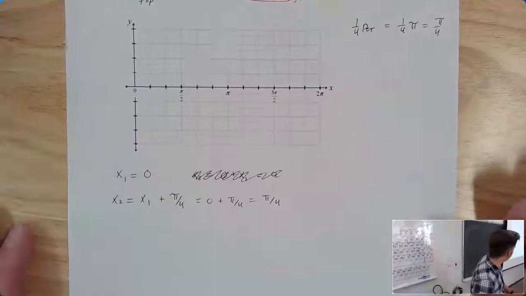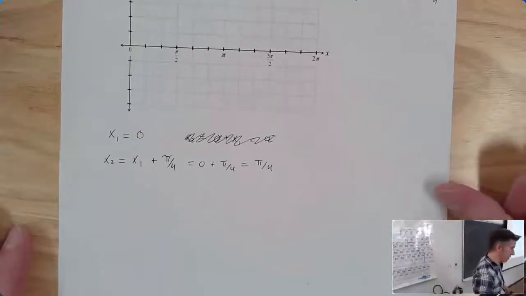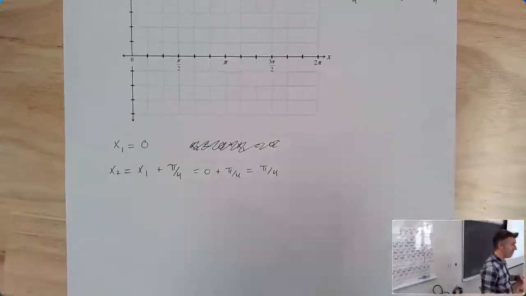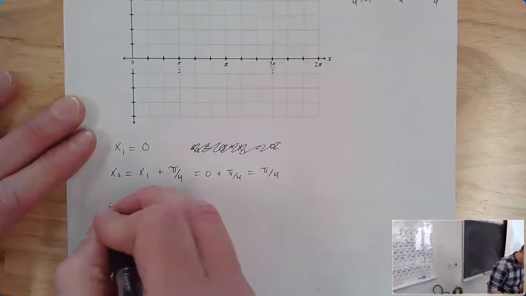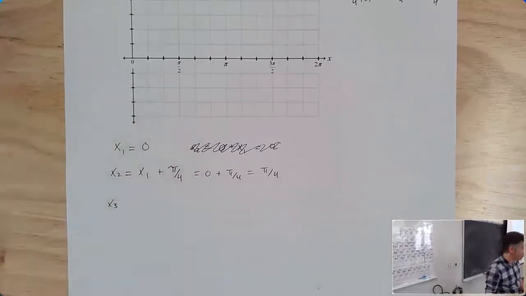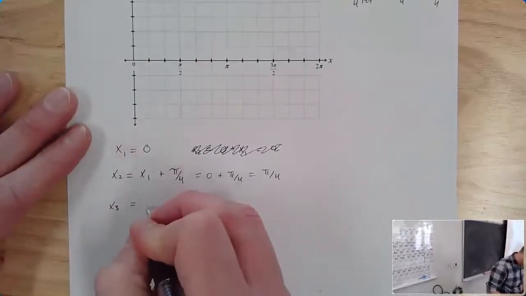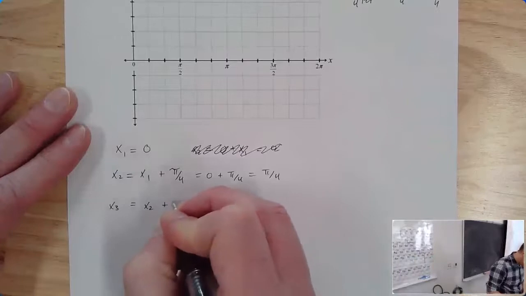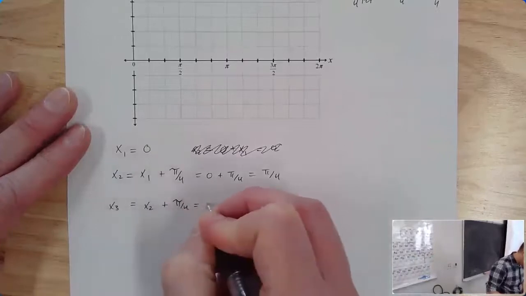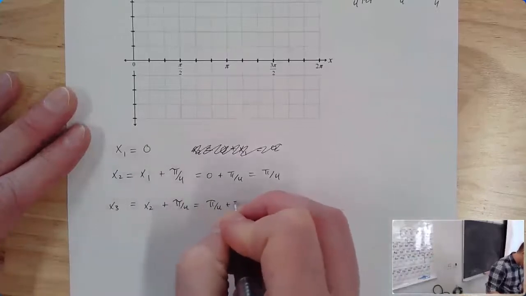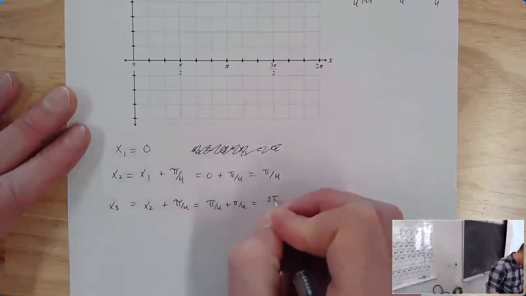You do not need to be writing out so many pluses. I imagine most of you can be like, oh, I know 0 plus pi over 4 is pi over 4. I know pi over 4 plus pi over 4 is 2 pi over 4. You could probably just write down that x sub 3 is 2 pi over 4 instead of showing all the work. I'm showing all the work to be expository. So I'm taking my previous point, adding another 1/4 of my period, and getting pi over 4 plus pi over 4, which is 2 pi over 4.